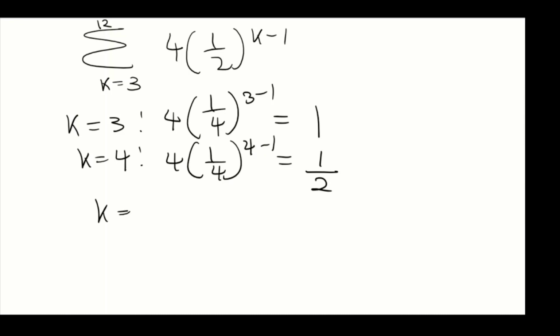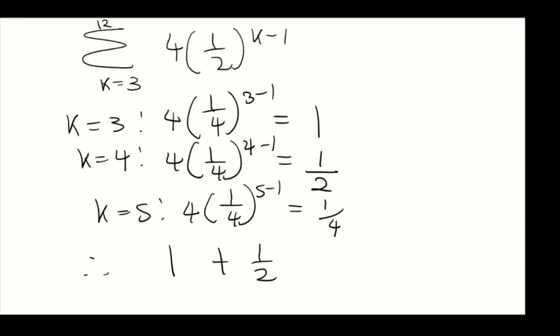k equals 5. 4 into 1 over 4 to the power of 5 minus 1. You should get 1 over 4. So punch this into your calculator to find your three terms. So the first three terms of this problem here are 1 plus 1 over 2 plus 1 over 4.